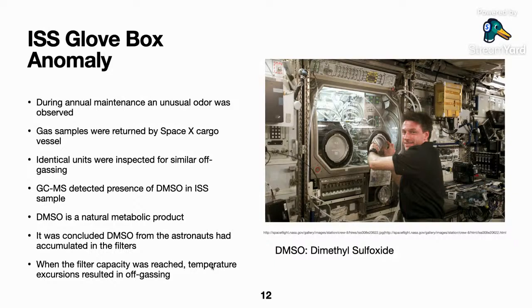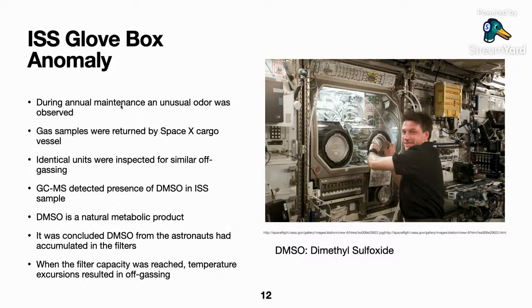Here's another anomaly. This is with the International Space Station glove box. Now, the glove box being pictured is a later generation. This is not the one that I was working on. But anyway, during annual maintenance, an unusual odor was observed. Now, what actually happened was one of the smaller astronauts could not reach inside the glove box. So this was not proper procedure, but that person climbed inside the glove box to clean it, and they noticed the odor. And then what does anyone do when they smell an odor that they don't know what it is? They invite everyone else over to smell it also.